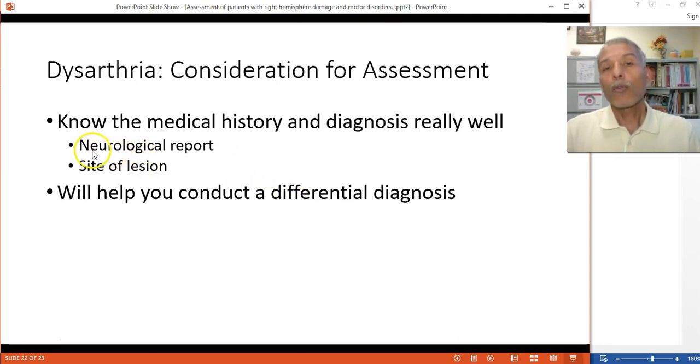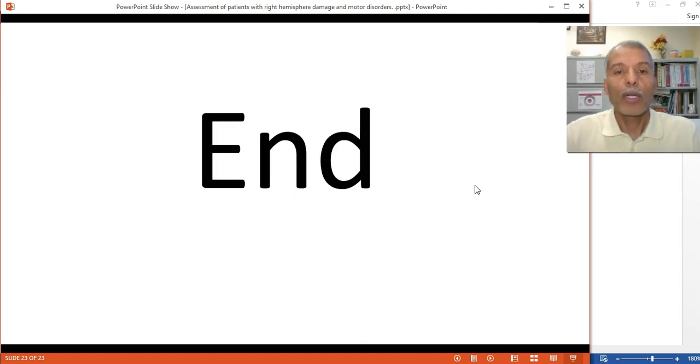So you look for the neurologist's report and read it carefully to see what the diagnoses are, because the diagnosis typically is made by the neurologist. Look for the site of lesion and understand how that site of lesion affects language production or language reception. Understanding these reports and the history and the medical background of the patient is going to enable you to produce a precise differential diagnosis, to pinpoint exactly what kind of dysarthria we have.